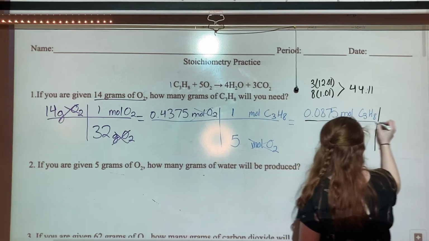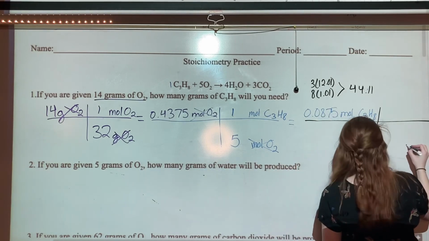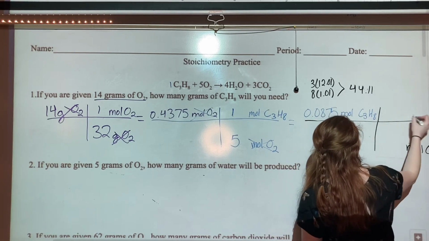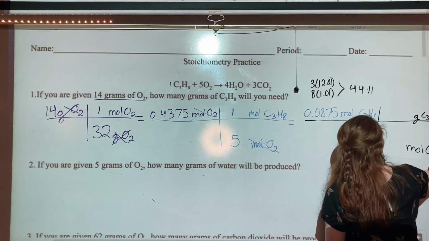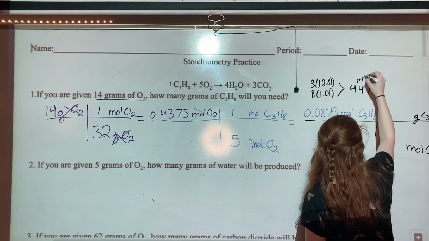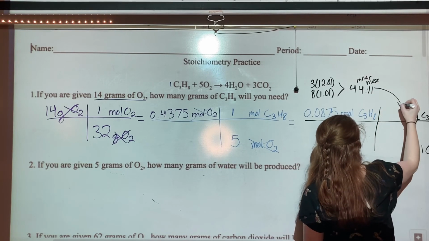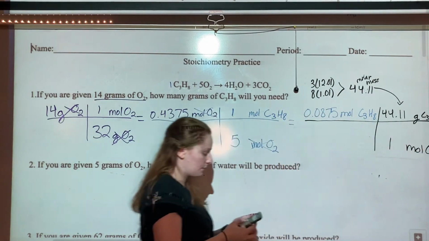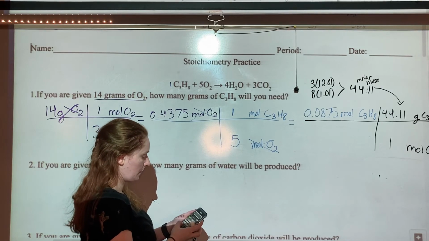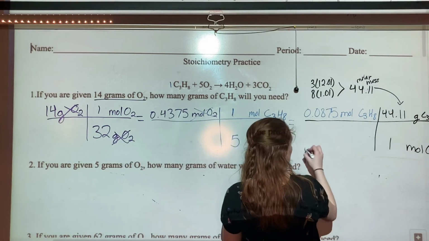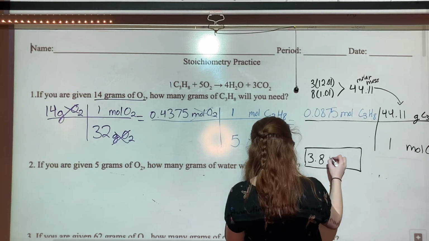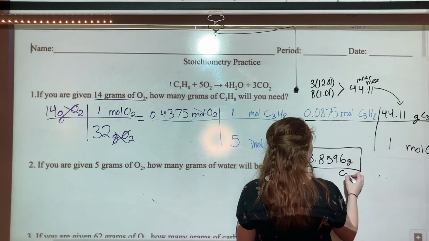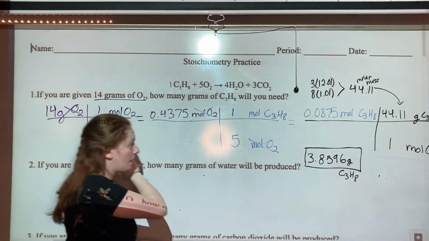We'll draw our crosshairs here. The units move down diagonally, moles of C3H8. Then we're going to put grams on top because that's what we're trying to get into. This number that we found, the molar mass, that goes right down here, 44.11 for every 1. This times that divided by 1. And our answer to the whole problem right here is 3.8596. This is rounded without significant figures, grams of C3H8. That's how you do stoichiometry.